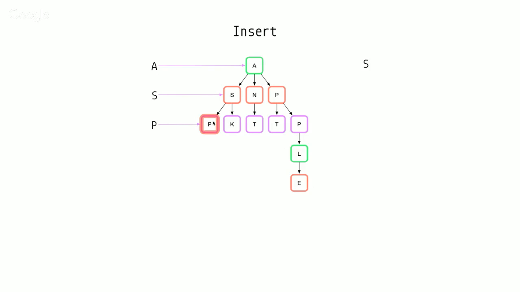And similarly, P was just created, so it doesn't have any children, so we need to add that S down at the bottom. And then now we have this word asps in our try.